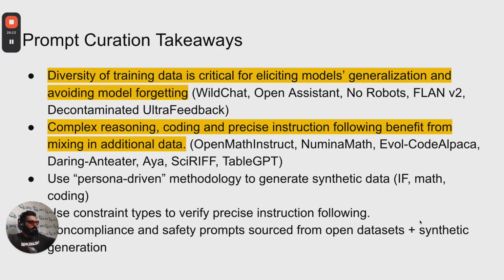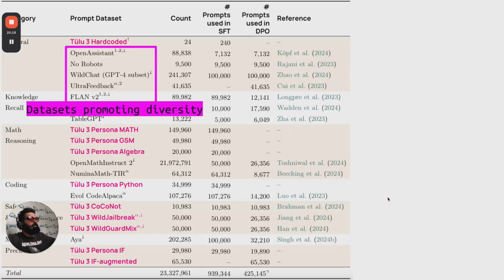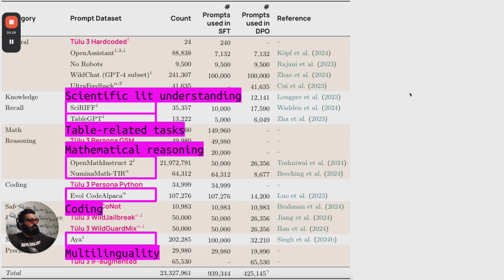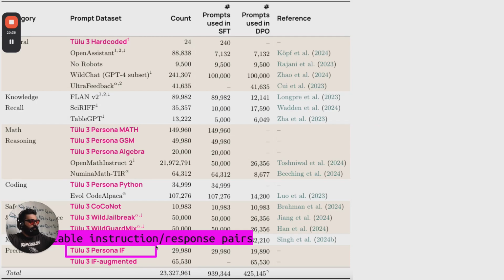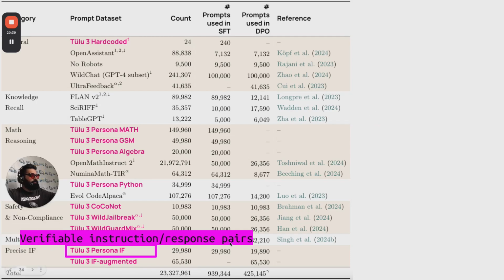And finally, non-compliance and safety prompts are sourced from open datasets or synthetic generation. So let's look at the breakdown of their dataset. So here are the datasets that promote diversity. We have scientific literature understanding, table-related tasks, mathematical reasoning, coding, and multilinguality. And then we have verifiable instruction response pairs, which is the persona IF. And there's a number of other ones that I haven't gone through, but you can see there's some other persona ones that we'll take a look at.